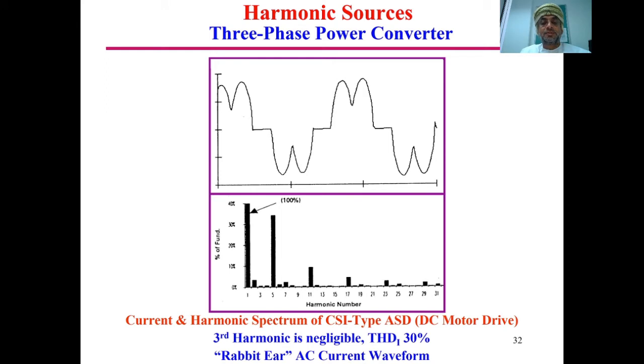Also, this is the current and harmonic spectrum for the current source inverter type for the DC motor drive. So if we are using a current source inverter, again the third harmonic will be almost negligible, and the total harmonic distortion will go to 30% for the current, of course. This kind of shape, they call it a rapid air.